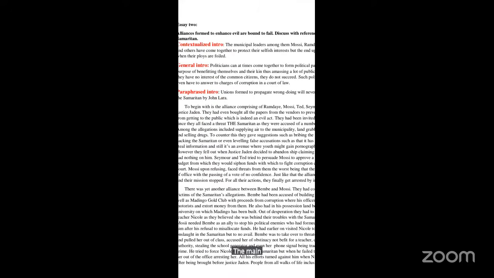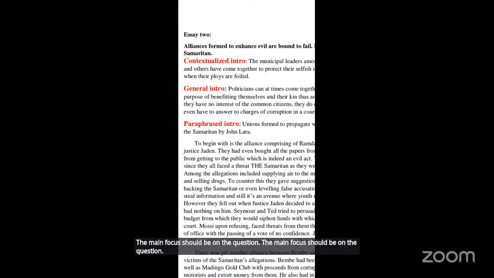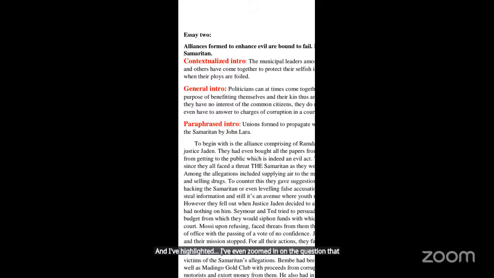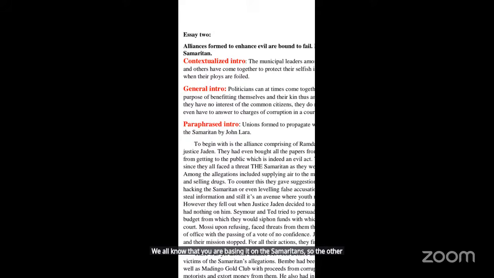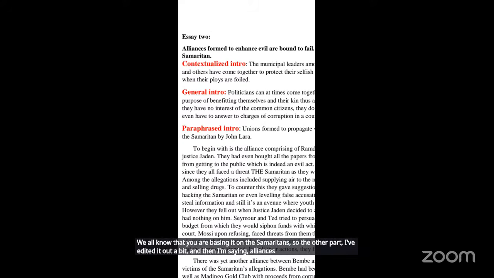Without further ado, allow me to do this. The question, highlight on it, and then from the question, you can roughly tell me what points you are anticipating we are going to use. I'm now going to my essay 2. I have a second essay. The main focus should be on the question. I've even zoomed in on the question, since we all know you're basing it on the Samaritan, so the other part I've edited out a bit. And then I'm saying, alliances formed to enhance evil are bound to fail. That is the question. Now, with the question, I want people to brainstorm, and they can even be telling me in the chat section what comes to mind.